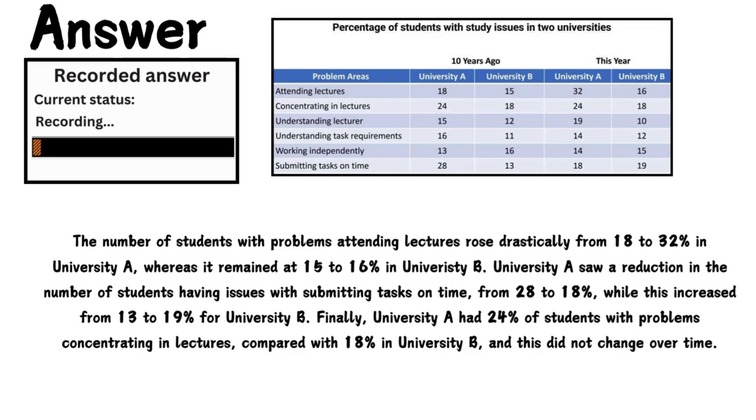The number of students with problems attending lectures rose drastically from 18 to 32% in University A, whereas it remained at 15 to 16% in University B. University A saw a reduction in the number of students having issues with submitting tasks on time, from 28 to 18%, while this increased from 13 to 19% for University B. Finally, University A had 24% of students with problems concentrating in lectures, compared with 18% in University B, and this did not change over time.